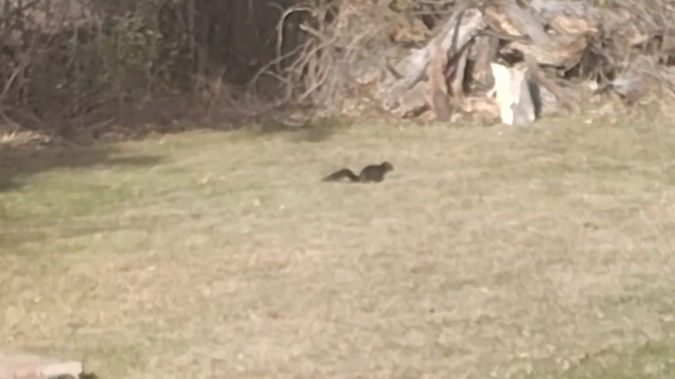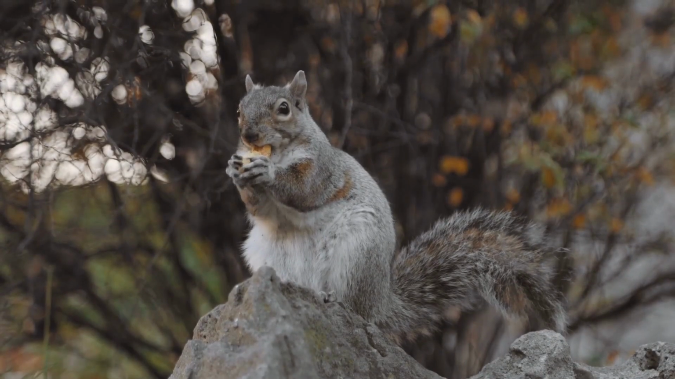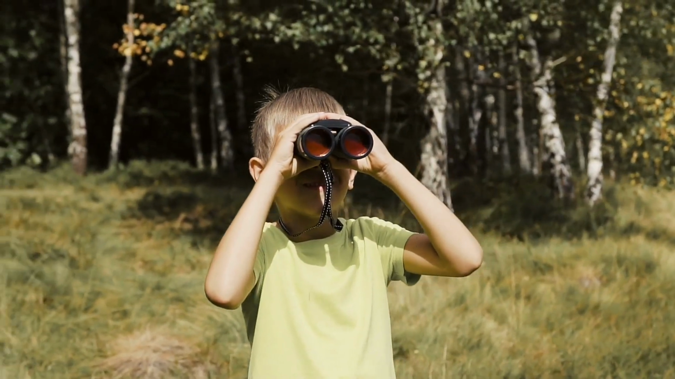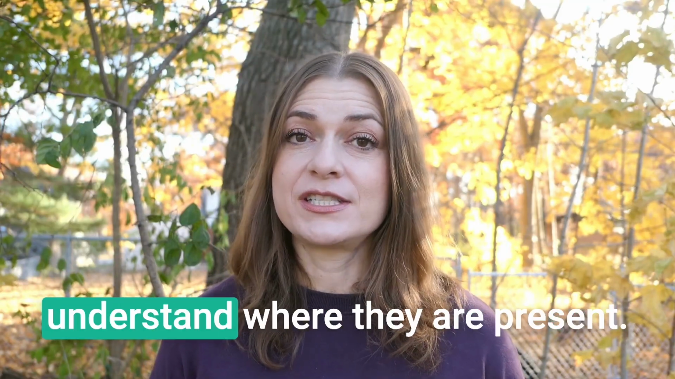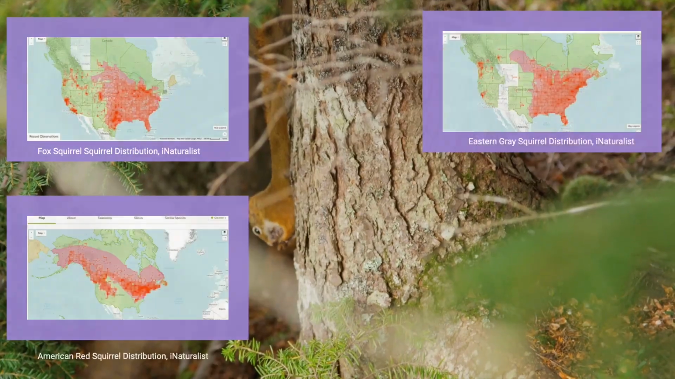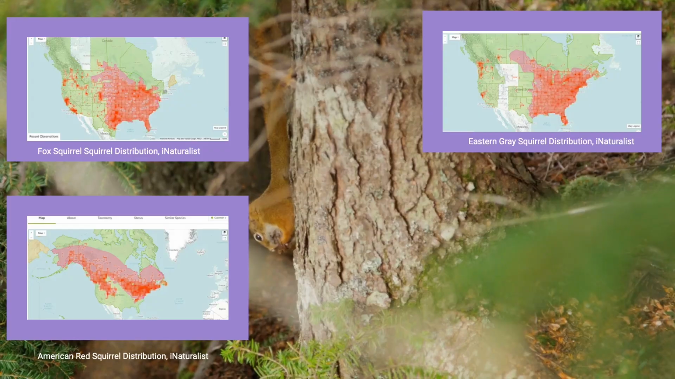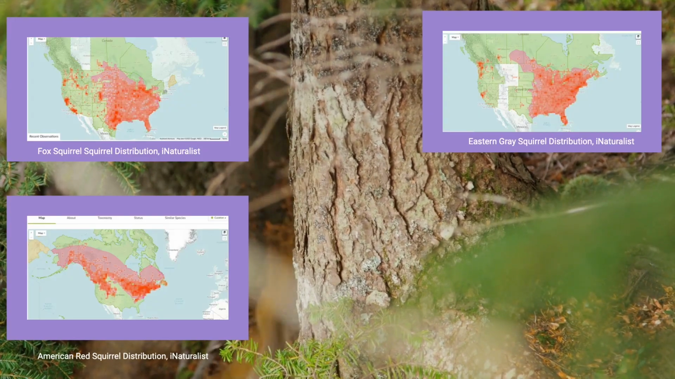In Project Squirrel, scientists are trying to understand the ecology of mostly 3 different species of tree squirrel: the gray squirrel, fox squirrel, and red squirrel. You can participate wherever those species exist. And even if you don't see squirrels, you can still participate and submit data, because understanding where an animal is not present helps scientists understand where they are present. Scientists are trying to understand why different species live in different places.